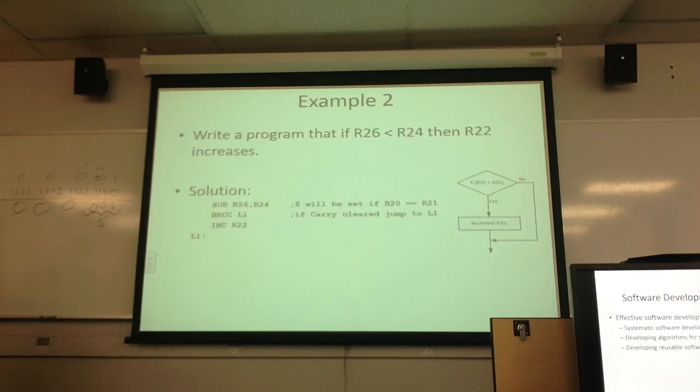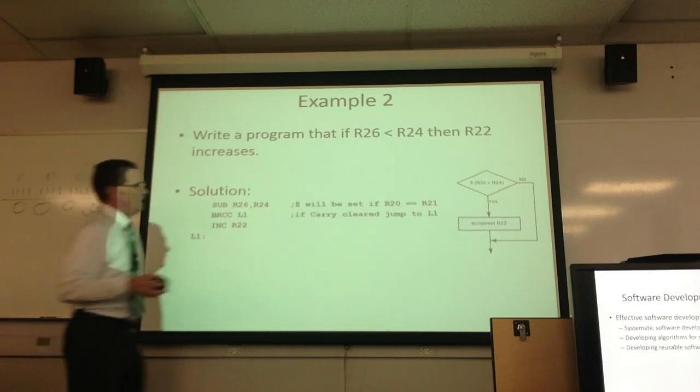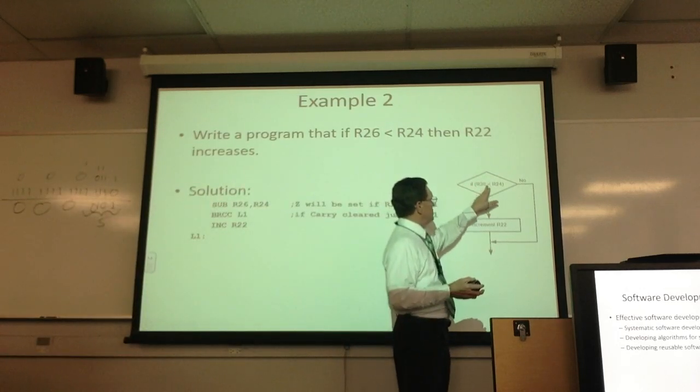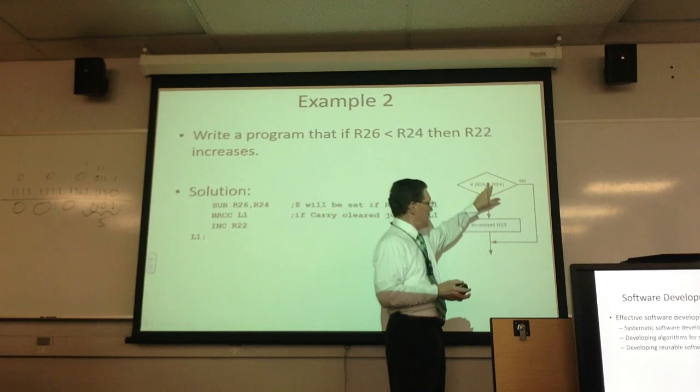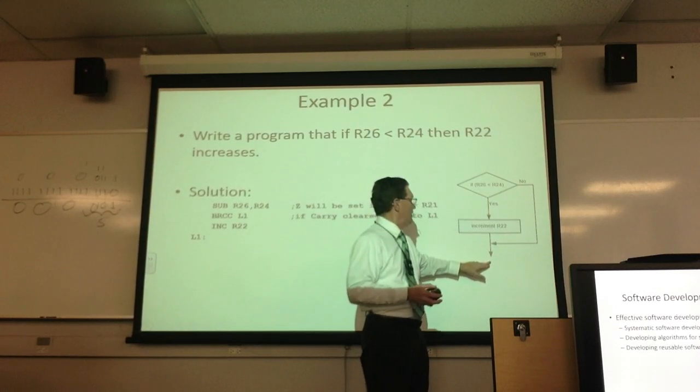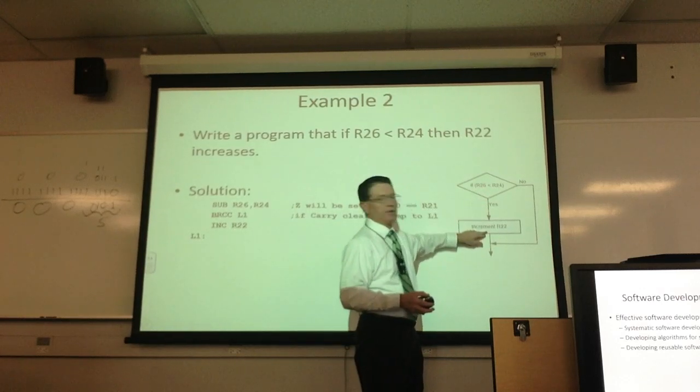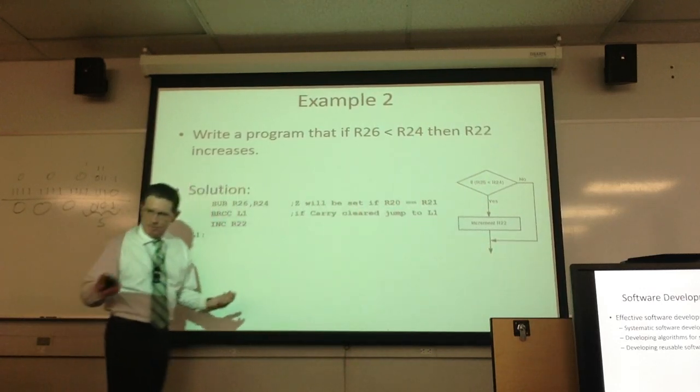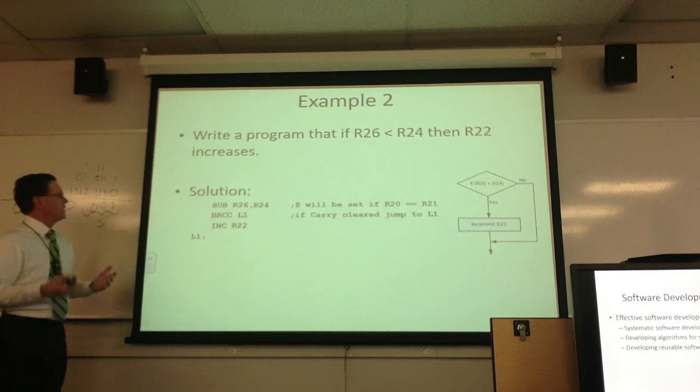Now, if we're going to write a program that says, if R26 is less than R24, then R22 increases. If we look at it, if R26 is less than R24, there's the test. If this is false, nothing happens. You bail out. If this is true, we increment R22. This may seem like a trivial example, but you have to get these concepts down.